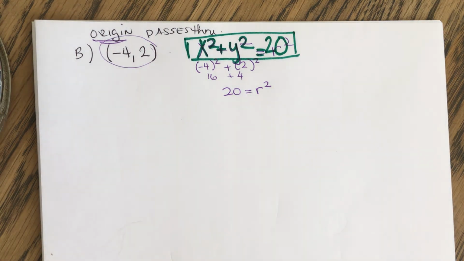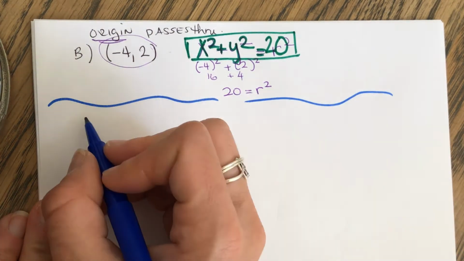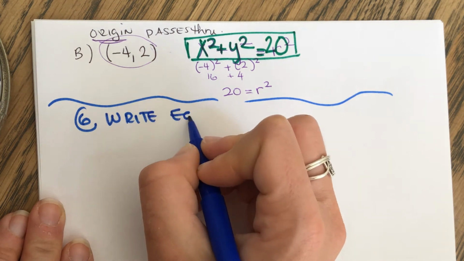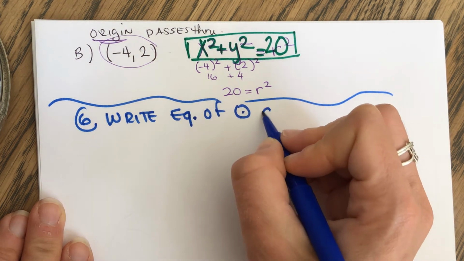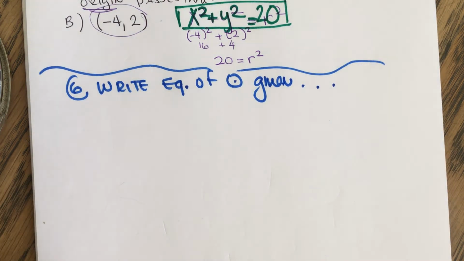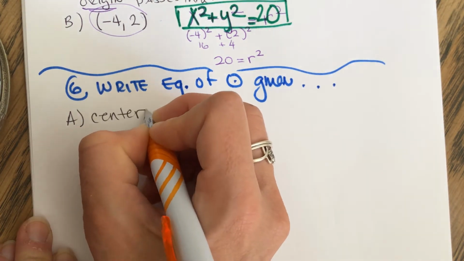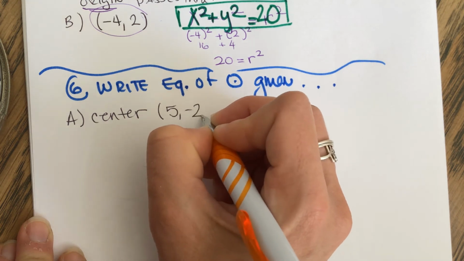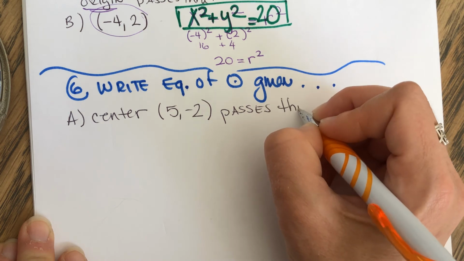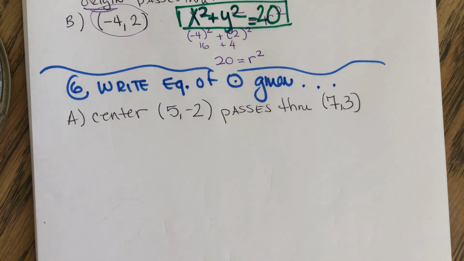All right, last type of question. You guessed it. It's now going to not be at the origin. But who cares? It's the same thing. So question 6. Write the equation of the circle given the center is 5, negative 2. So it's just not at the origin. And we're going to pass through 7, 3. Okay. It's a little bit more complicated, but watch.